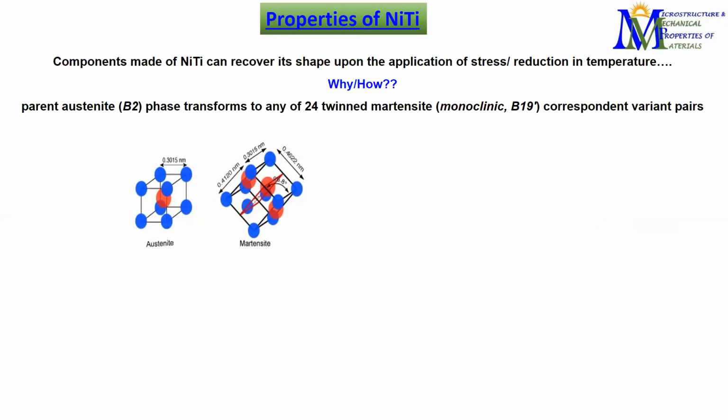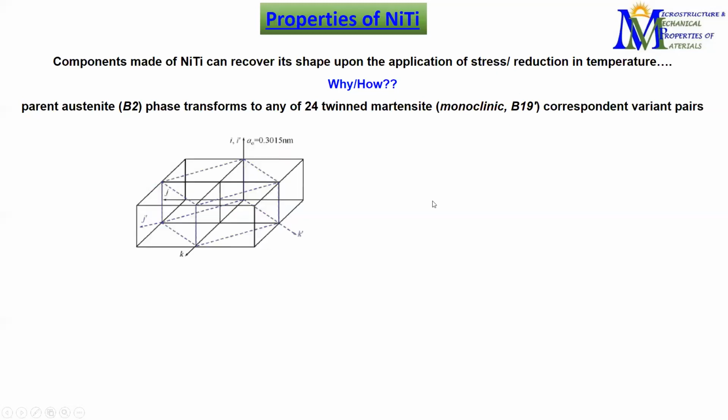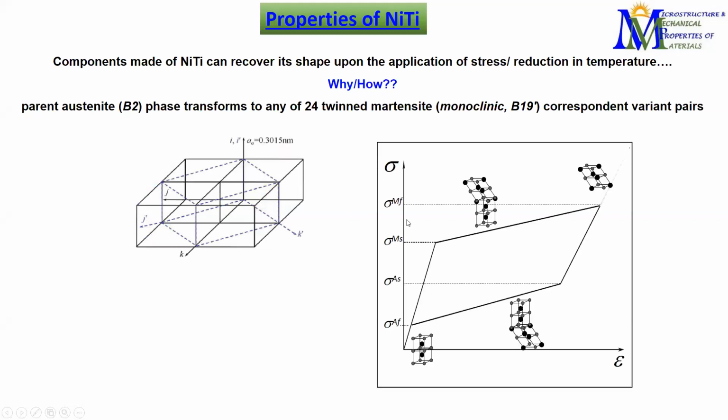The common name that we use apart from Nitinol is shape memory alloy. It can memorize its shape, right? This happens because there is a change of phases. It initially has a cubic structure, which changes to a monoclinic structure by the application of either stress or reduction in temperature. Based on this phase transformation, we can achieve completely different, specialized properties.